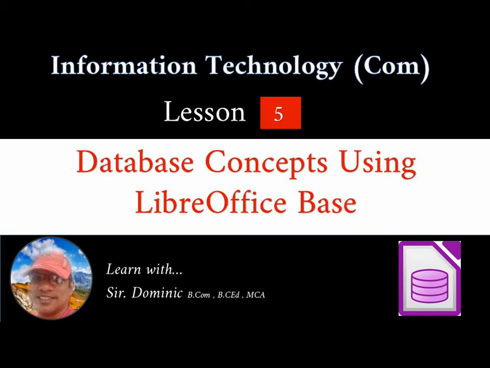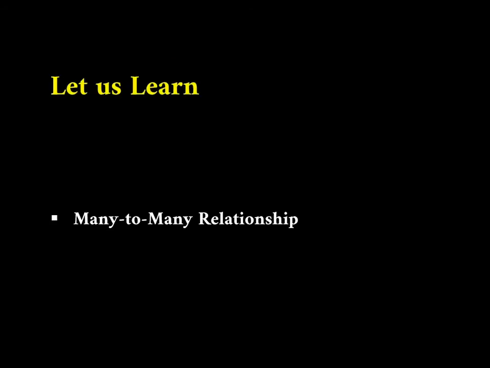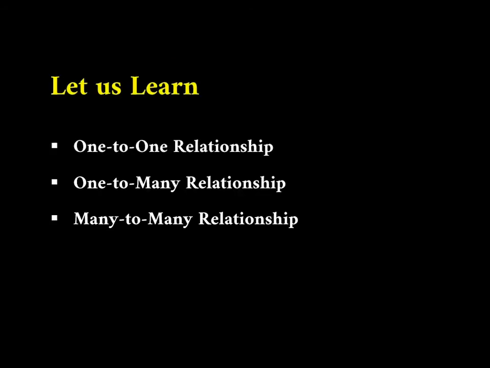Today's lecture, you are going to learn three types of relationship in a relational database. They are one to one relationship, one to many relationship and many to many relationship. After that we are going to see the practical based on these three relationships: one to one, one to many and many to many. So let's start. One to one relationship, one to many relationship and many to many relationship.